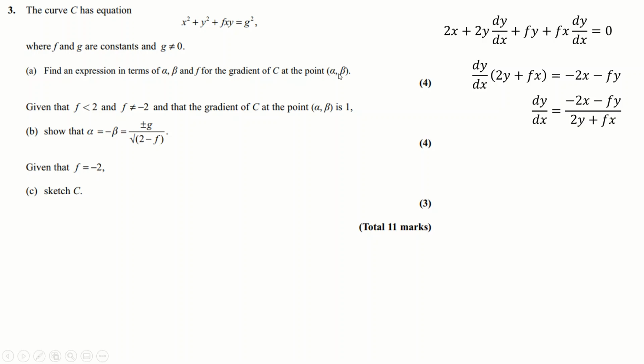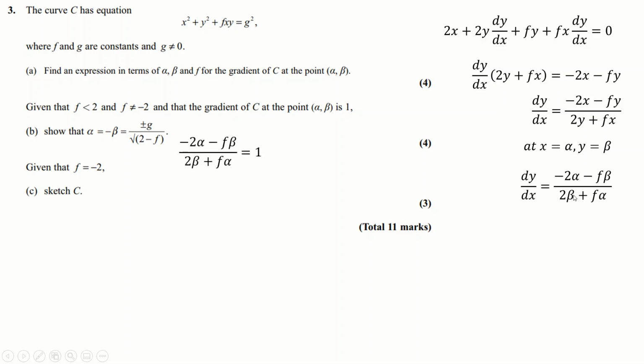And then the expression when x is alpha and y is beta, you just put those in and you get your expression. So yeah, that's about that. Given f is less than 2 and f does not equal minus 2, and that the gradient of this is 1, so essentially this here is 1.